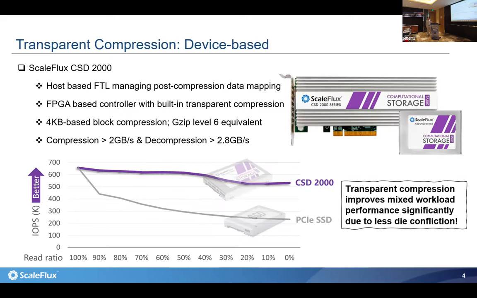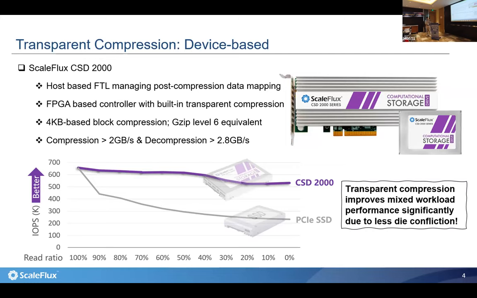Let's take a quick look at an example of device-based transparent compression. Here we use ScaleFlux CSD 2000 as an example. CSD 2000 is the second generation product of ScaleFlux. And it has a host-based FTL to manage the post-compression data. And at the same time, it has an FPGA-based controller to do the built-in transparent compression. And the compression is performed for 4K block size. And this compression capability is equivalent to gzip. The compression bandwidth is larger than 2 gigabytes per second, and the decompression bandwidth is larger than 2.8 gigabytes per second.